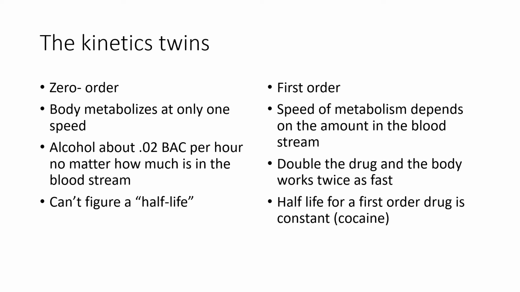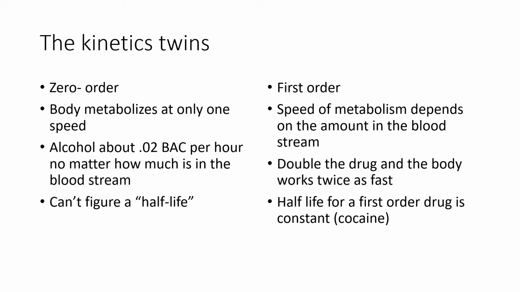with all of that. First order kinetics: the speed of metabolism depends on the amount in the bloodstream. Double the drug and the body works twice as fast. The half-life for a first order drug is constant. For example, cocaine. Every so many hours the body removes half of all the cocaine in the system.